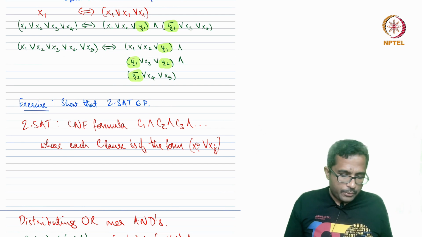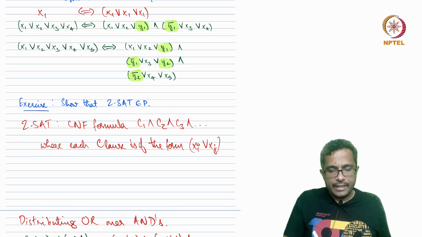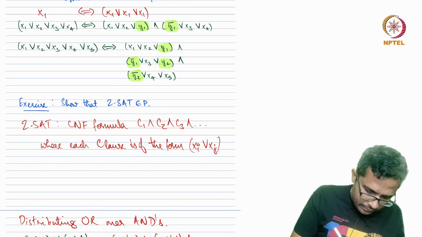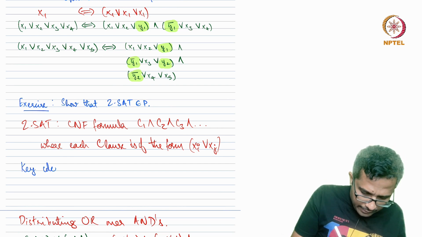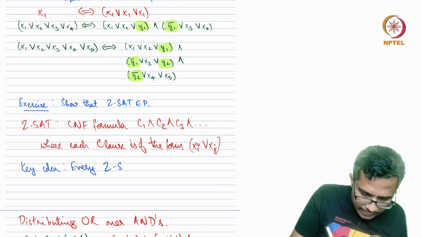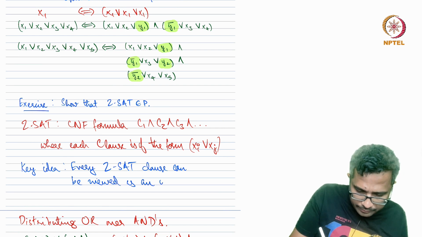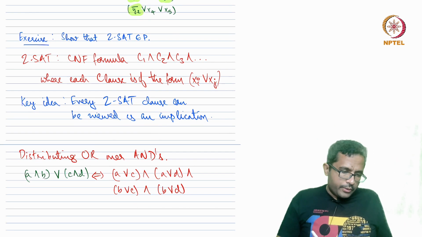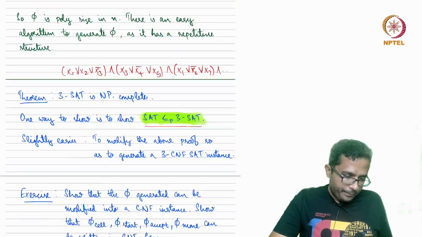I will not get into the proof here, but the key idea is that every clause can be viewed as an implication. Maybe I will write that idea down. Key idea: every 2 SAT clause can be viewed as an implication. So that's how we will show that 2 SAT is in P.